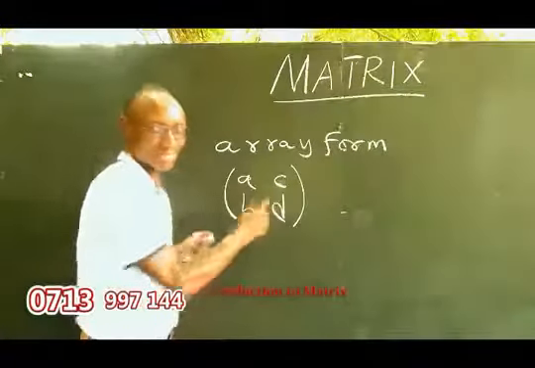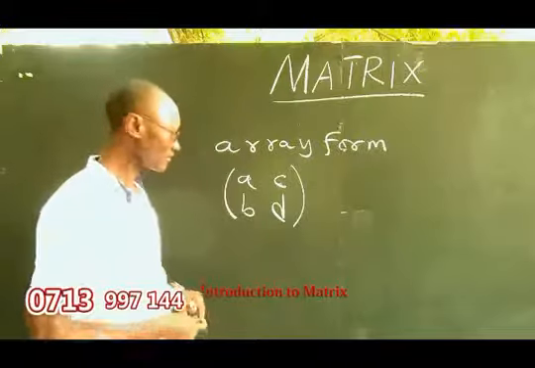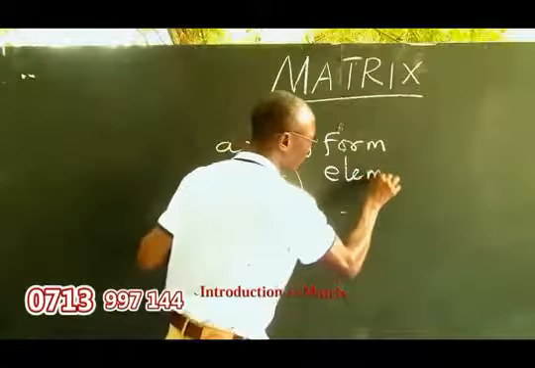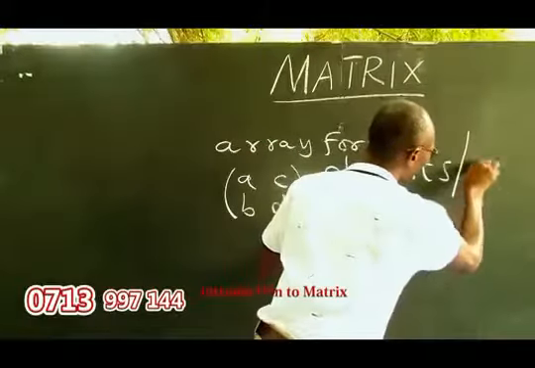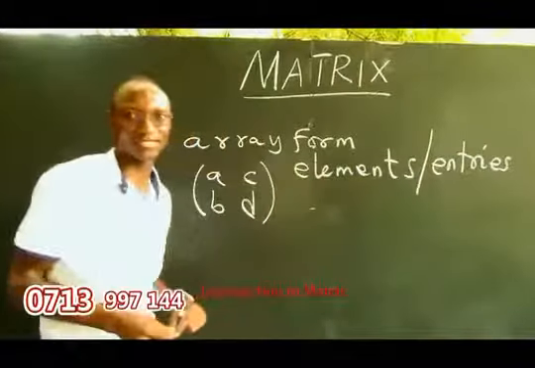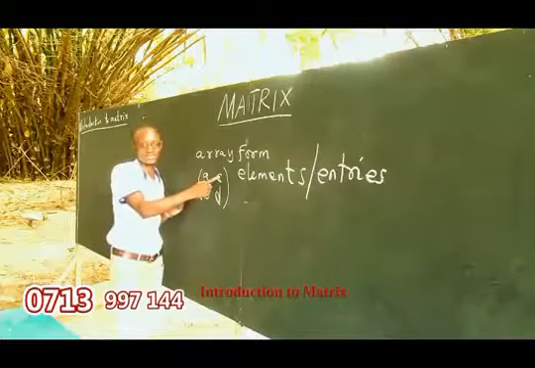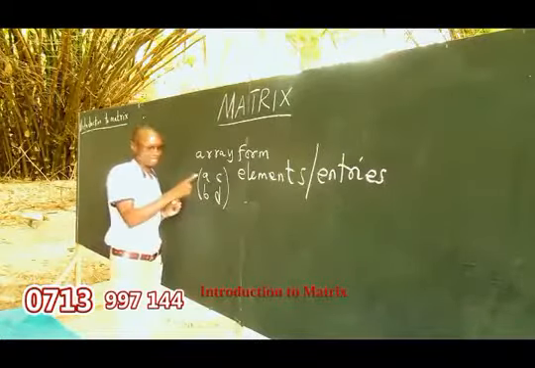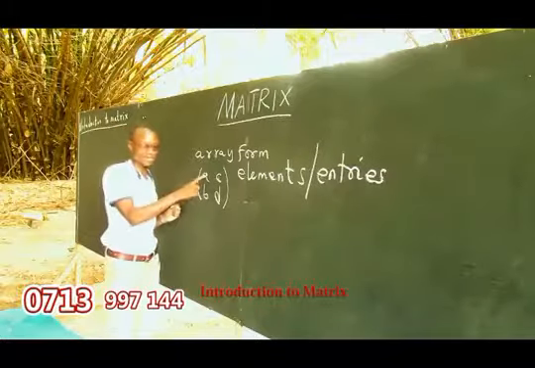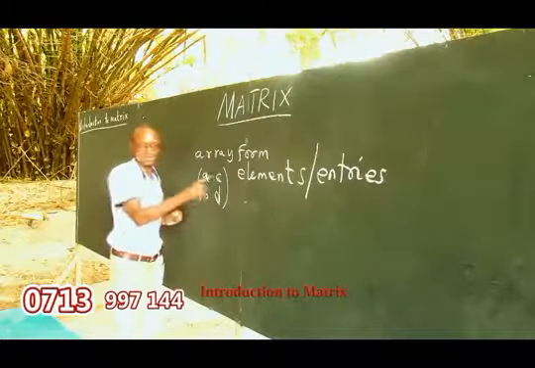So, these letters, these variables, these unknowns are called the elements or entries. So we have element A, element B, element C, element D. Also, we have entry A, entry B, entry C, entry D.